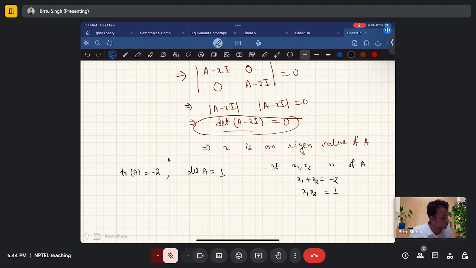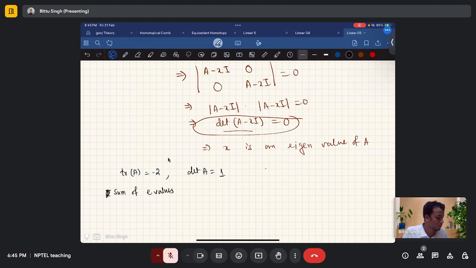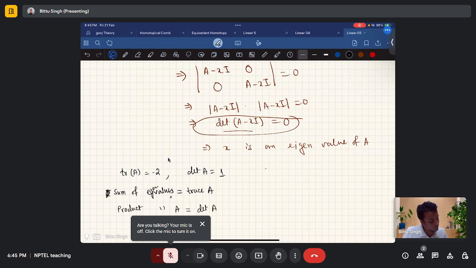Instead of writing this, we can write it in this way. So we know that the sum of eigenvalues is equal to the trace, and the product of eigenvalues is the same as the determinant of A.